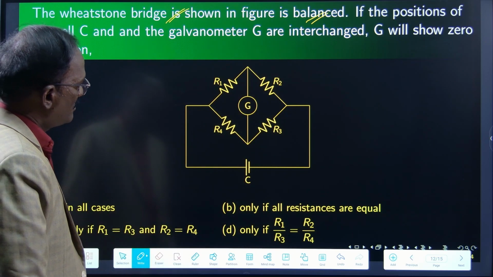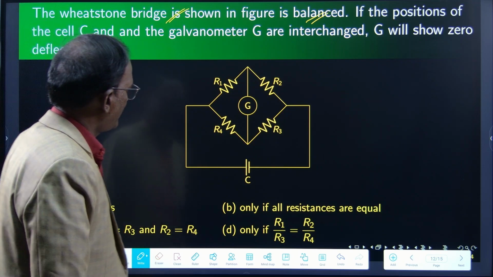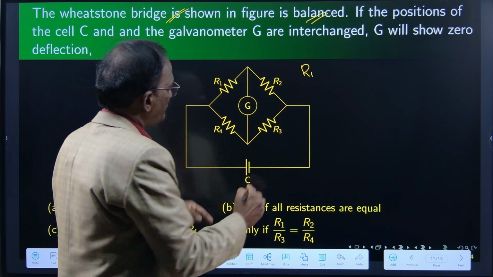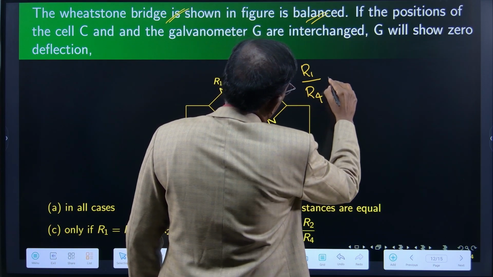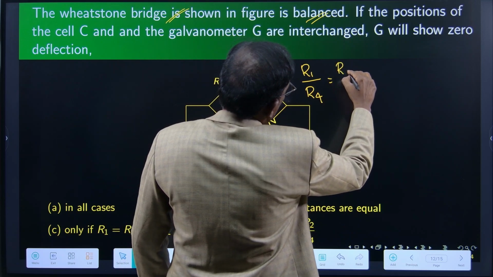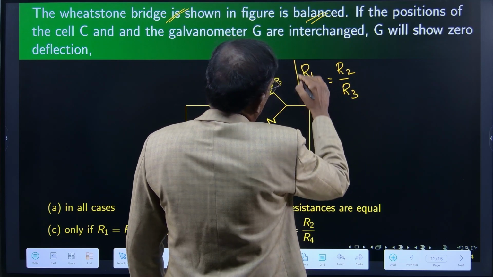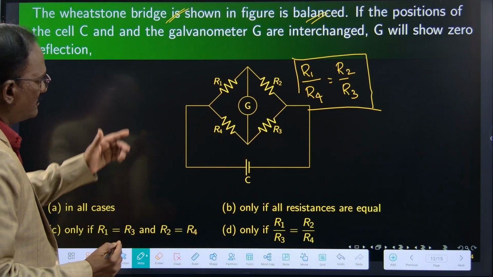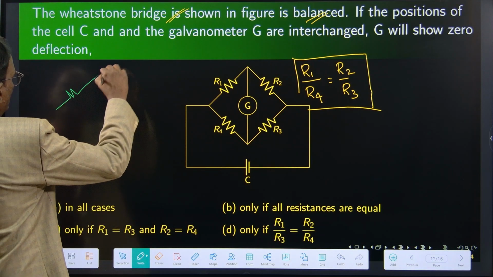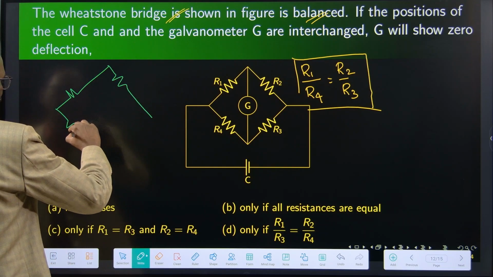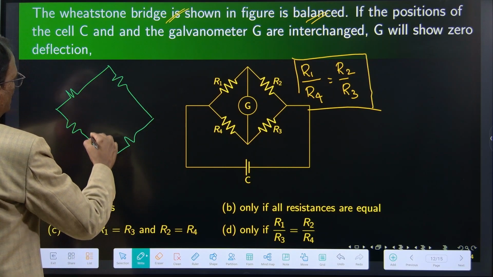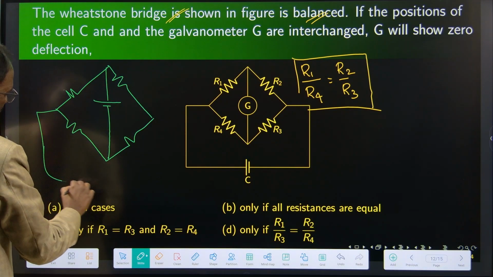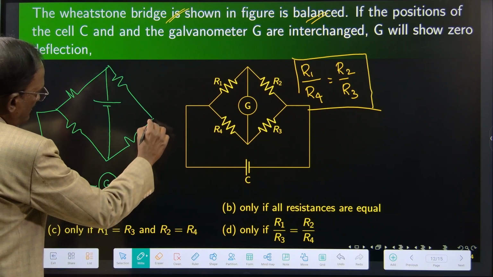So this is a balanced one. For this first case, let us write the balanced condition. The condition for balance is R1 by R4 is equal to R2 by R3. This is the first condition. Now let us redraw R1, R2. We have to interchange the positions of the cell and the galvanometer. The cell comes here now. The galvanometer is connected here.